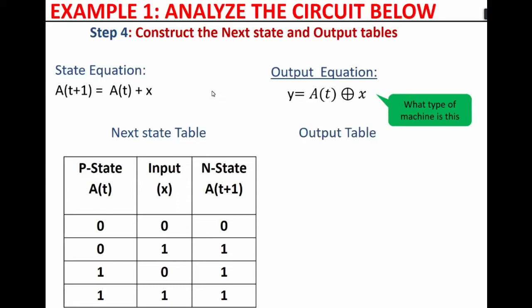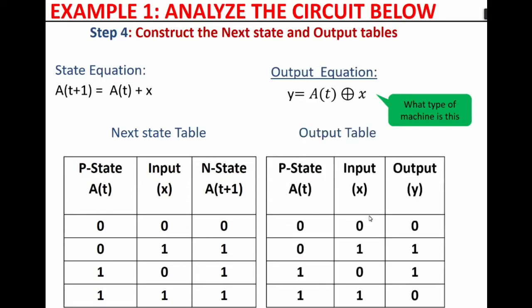Now we go to the output table. Same thing. You fill in the combinations 0, 1, 0, 1, 0, 0, 1, 1. Then you look at the output. 0 exclusive OR 0 is 0. 0 exclusive OR 1 is 1. Like that, you fill in that. So you've got the next state table and the output table.